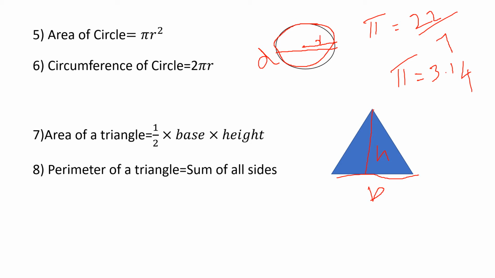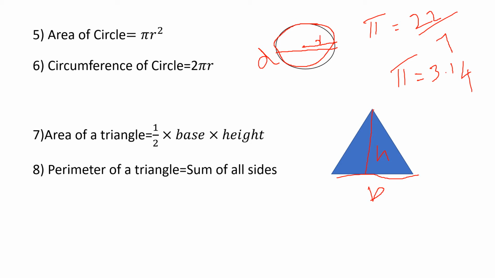Then the perimeter of a triangle. In a triangle, how many sides are there? 3 sides. Maybe it is an isosceles triangle, an equilateral triangle, or a scalene triangle. There are different types of triangles, so the measurement of each side will differ. So there is no particular formula for perimeter. Just the sum of all sides. Perimeter of a triangle means just adding all the sides of the triangle.